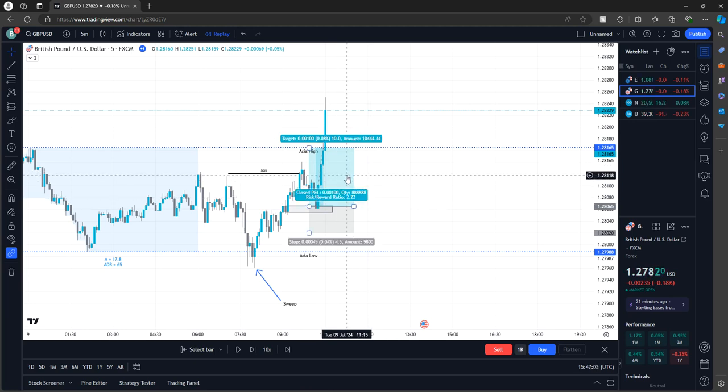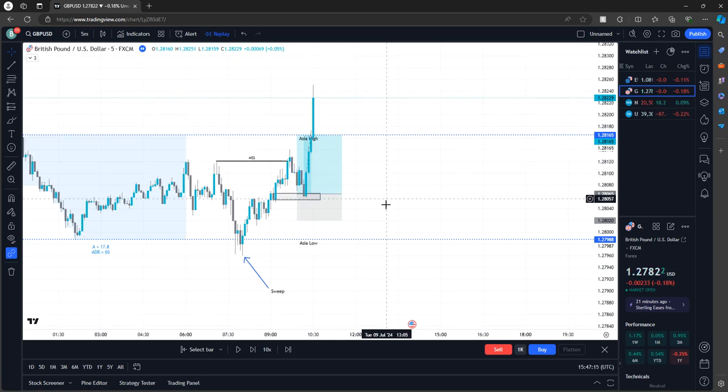So if you were risking $100, you would have made $220, $1,000, $2,200, etc. So I hope that made sense for you guys. That's just a breakdown of a Judas swing on GBP/USD.